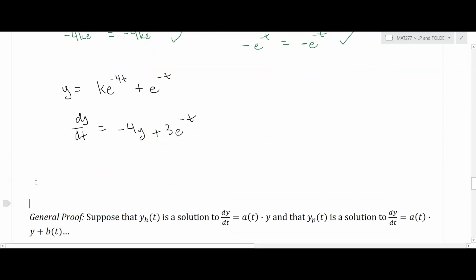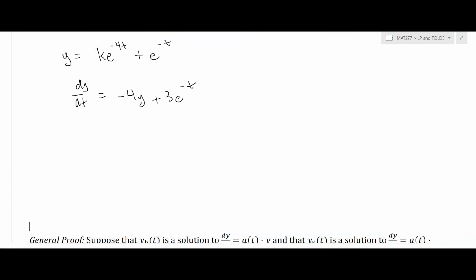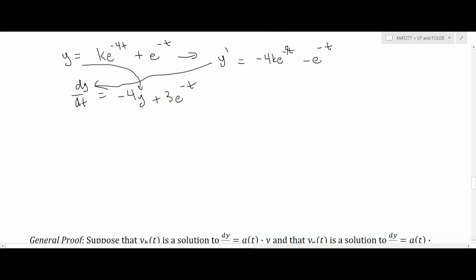Okay, so to verify this, first of all, I need the derivative of this guy. The derivative of what I'm claiming to be the general solution is negative 4k e to the negative 4t, and then the derivative of e to the negative t is negative e to the negative t. Now if I plug in y prime for dy dt, and y for negative 4y, then on the left-hand side, I will have negative 4k e to the negative 4t minus e to the negative t.